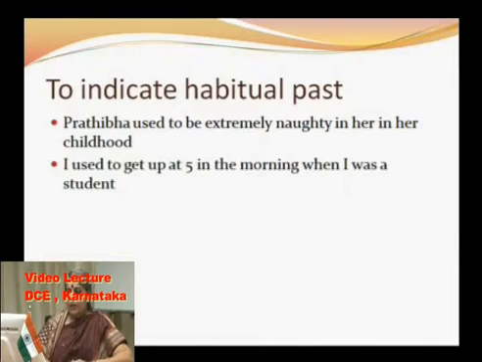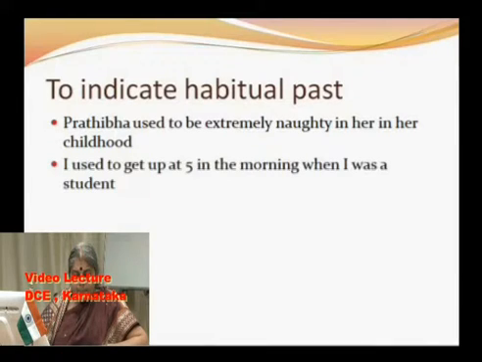Third way. Now the fourth way is to indicate habitual past. To indicate habitual past, we use which tense? Simple past tense. Now how do I use the simple past tense?